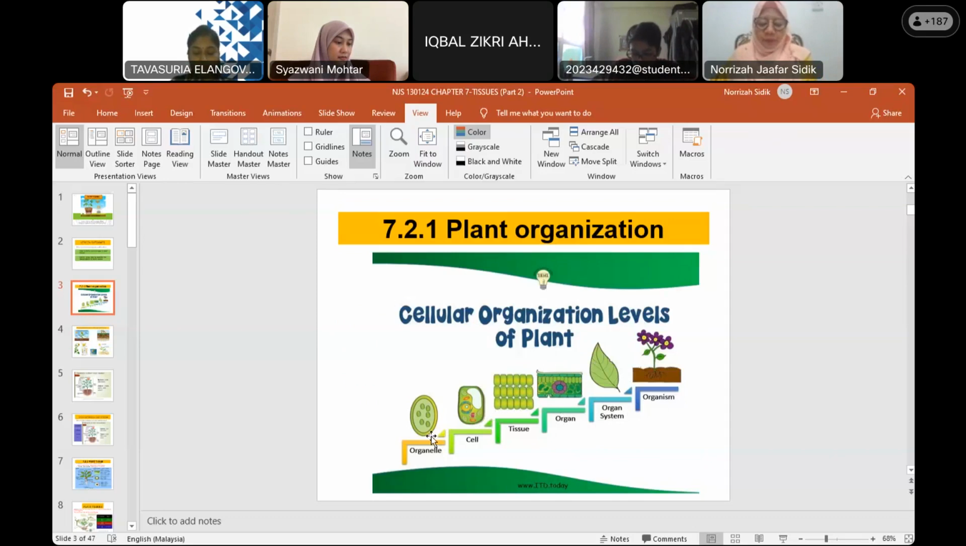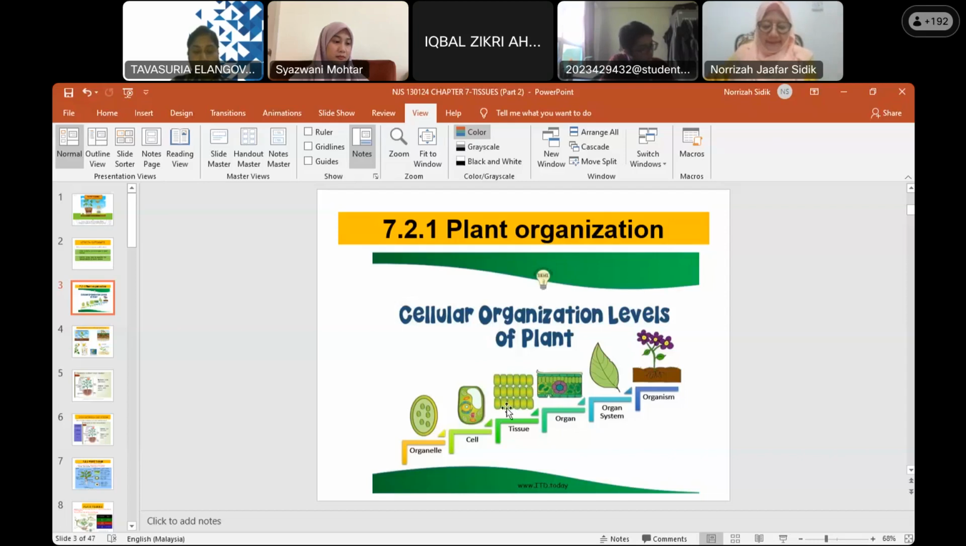Okay, so we look at the cellular level here. As we know, the cell is the basic unit of the plant organization, and cells have several specialized structures, which include the cell wall, cell membrane, cytoplasm, nucleus, and also various organelles such as the mitochondria and the chloroplast, for example. Okay, and the next level is the tissues. They are groups of cells working together to perform specific functions.